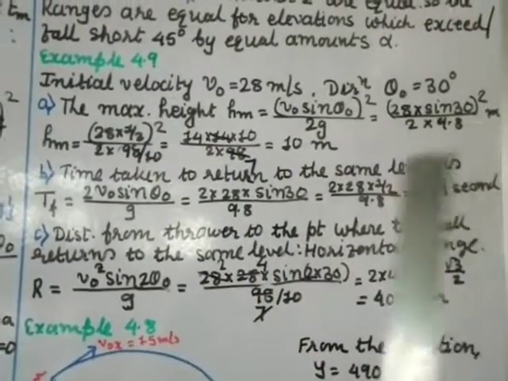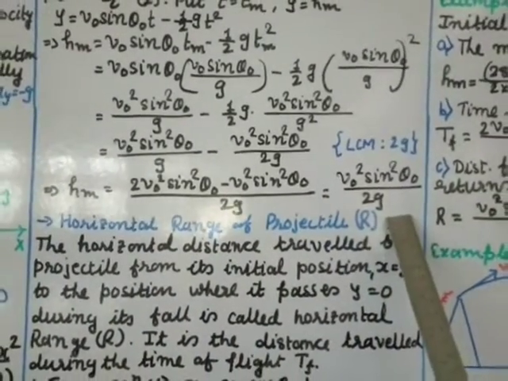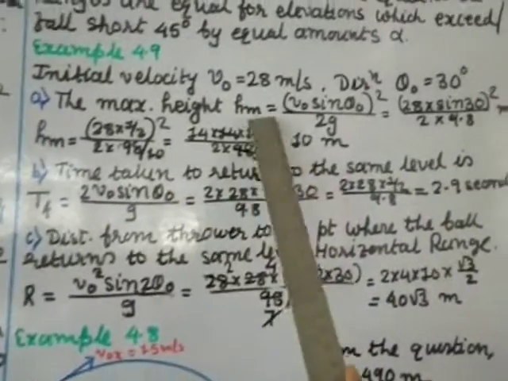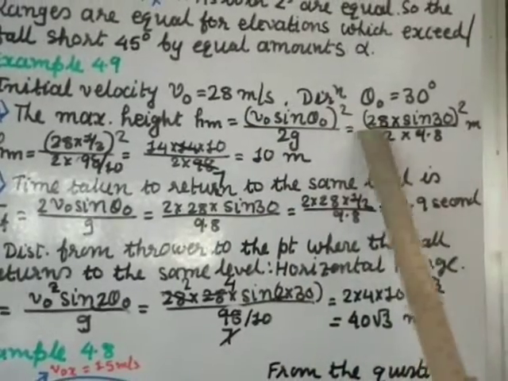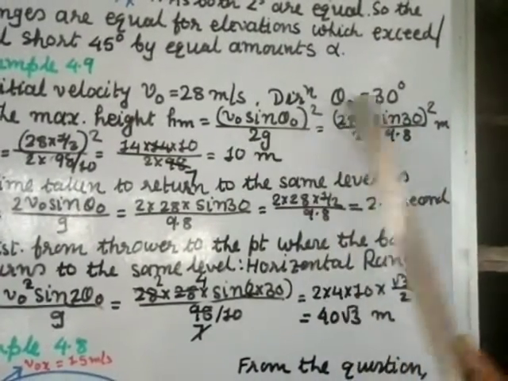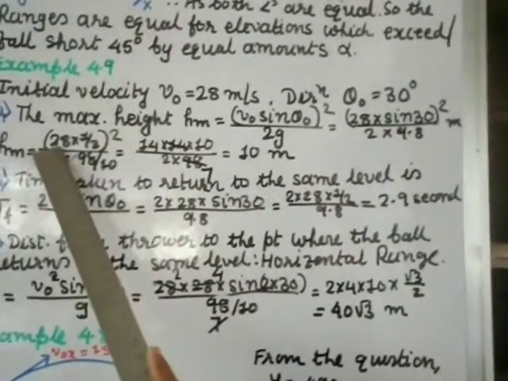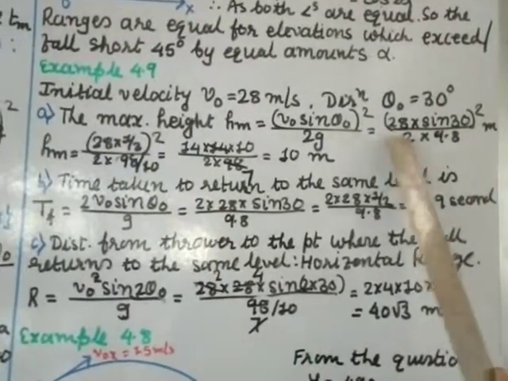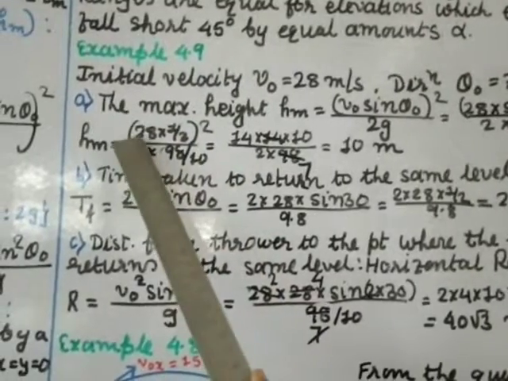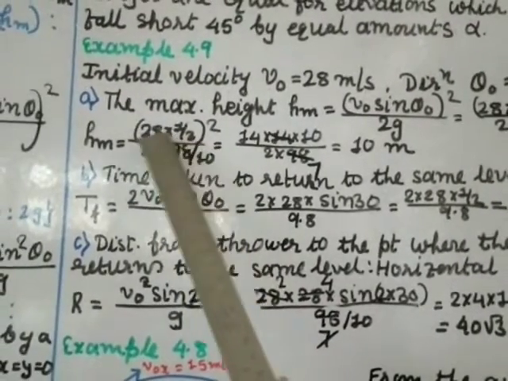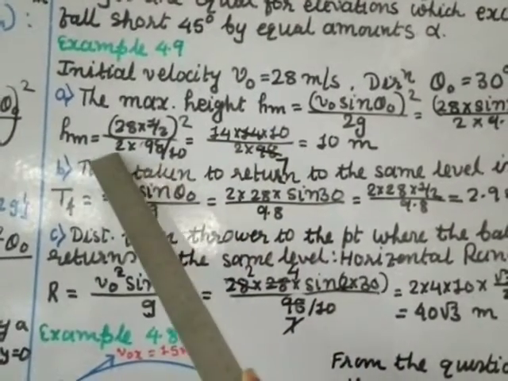We have found the formula for h_m. The formula for h_m is v0 square sine square theta naught divided by 2g. So we shall use this formula. I write h_m is equal to (v0 sine theta naught) square divided by 2g. v0 is 28, so 28 into sine 30 degrees, whole square, divided by 2 into g, which is 9.8 meters per second squared. So 28 into sine 30, which is 1 by 2, whole square. 9.8 I am just writing as 98 by 10. This 10 I will take up. Now if I cut 28 by 2 you get 14, and it is a square, so I can write 14 into 14, and this 10 is taken up, divided by 2 into 98.